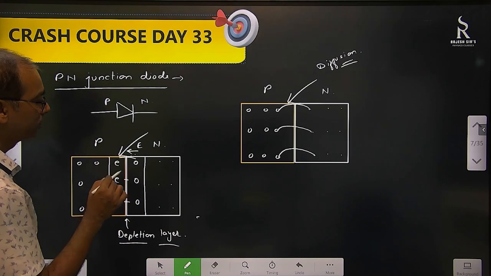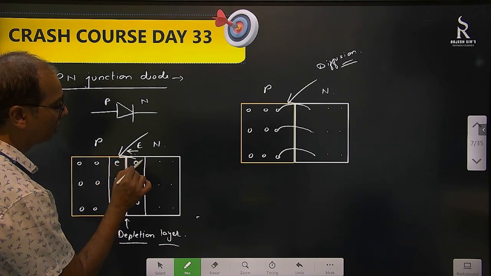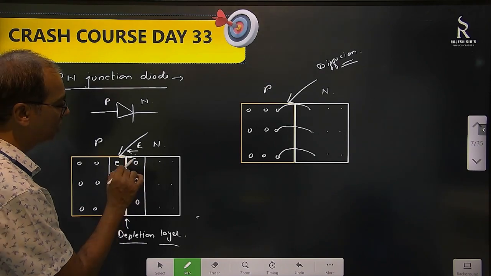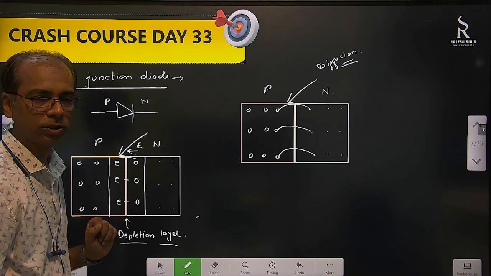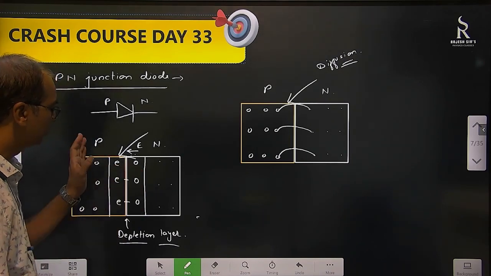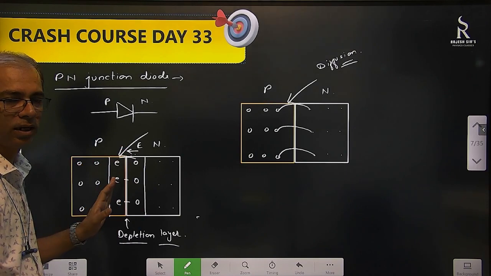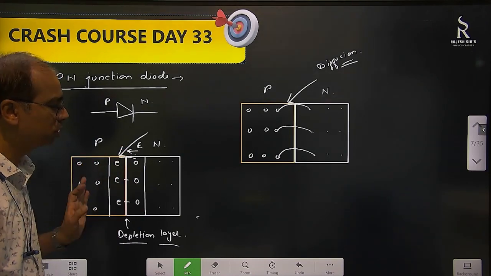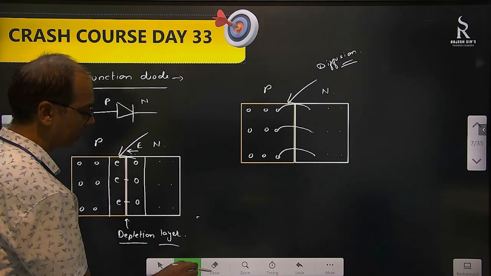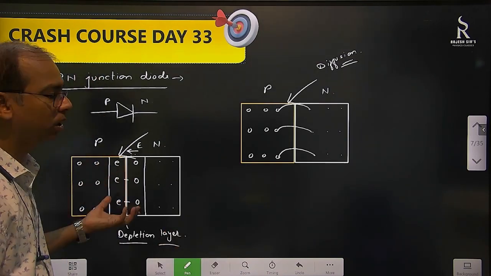And because of this electric field, what is happening now? If electrons are going here, these are higher energy electrons, but because of this electric field, they are repelled in this direction. And these holes also want to move to this side, but because the electric field is in this direction, these holes are again repelled. They go this side. So there is no motion of majority charge carriers happening. Majority charge carriers are not able to move.